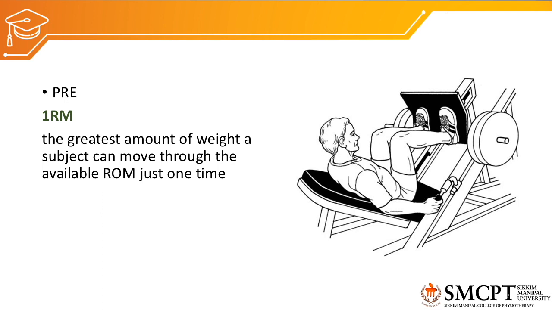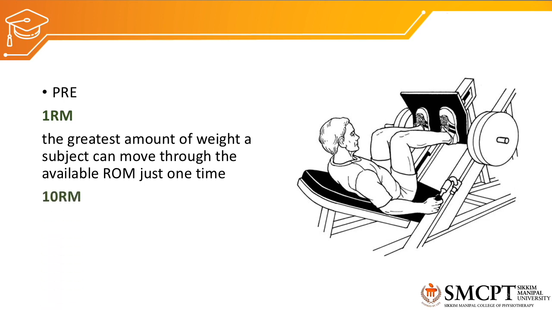For example, here in the picture, the subject is trying to extend the knee and extend the hip joint against the weight that is applied on the quadriceps and the gluteus. If the person is able to extend the hip and knee through the available full range against this weight only one time, then this will be considered the one repetition maximum weight.